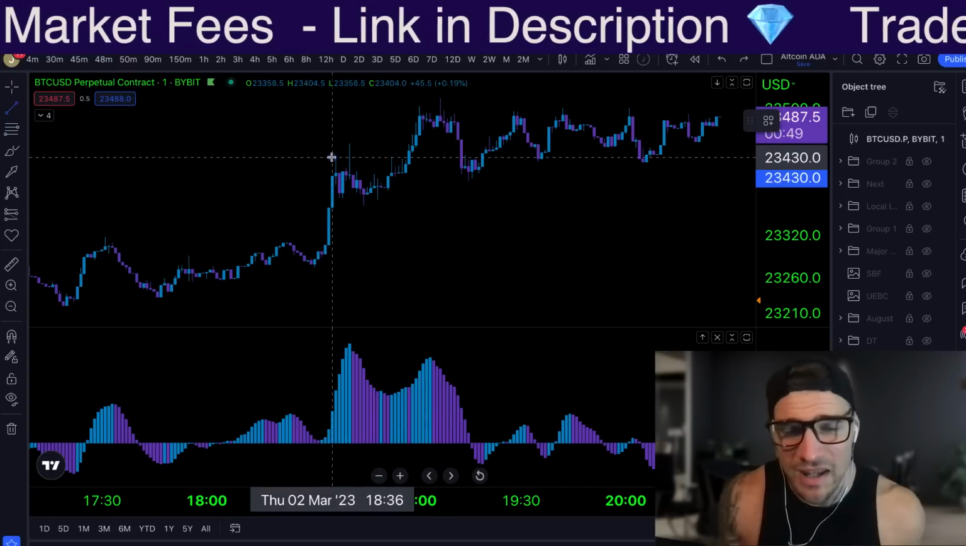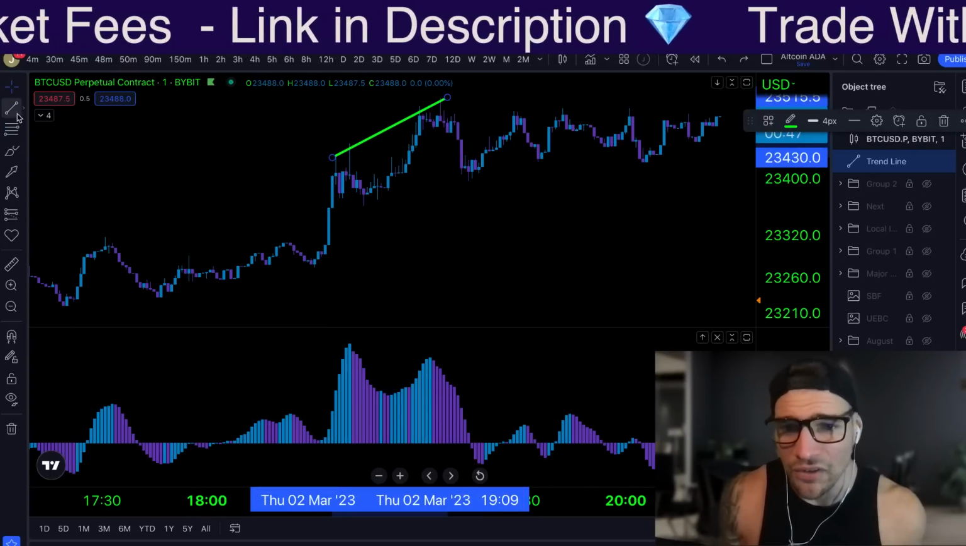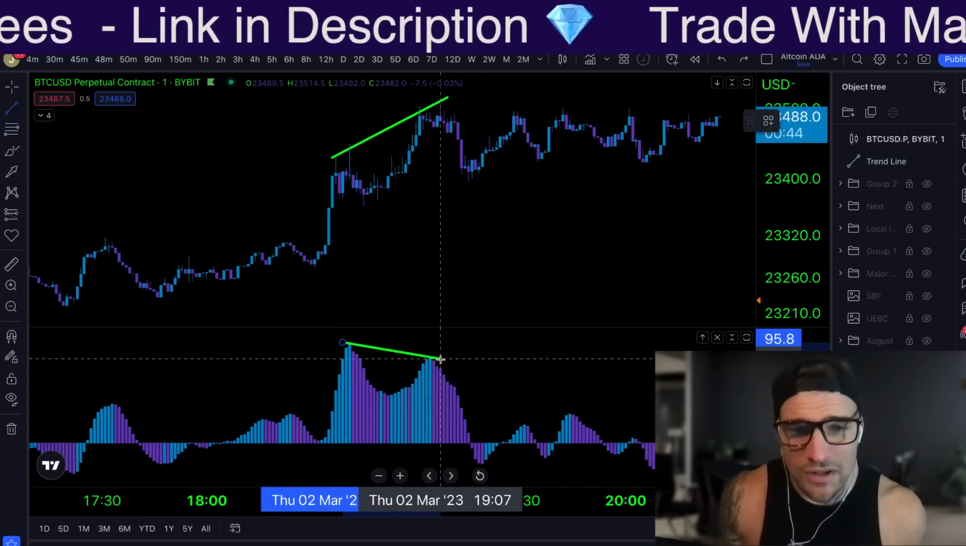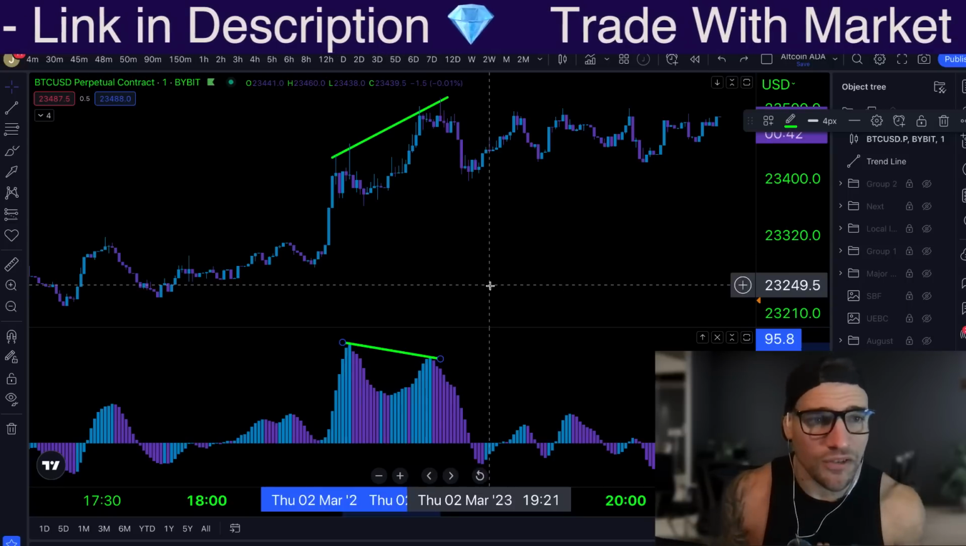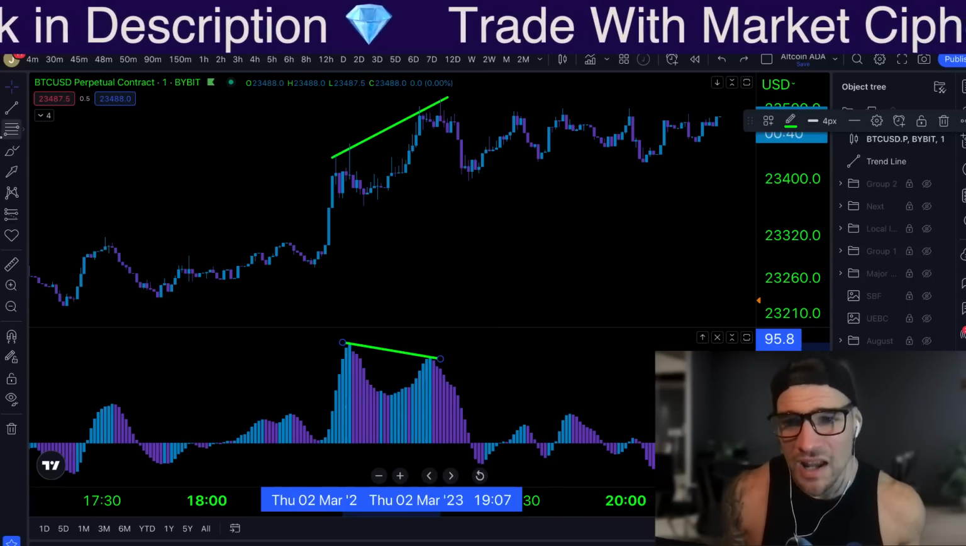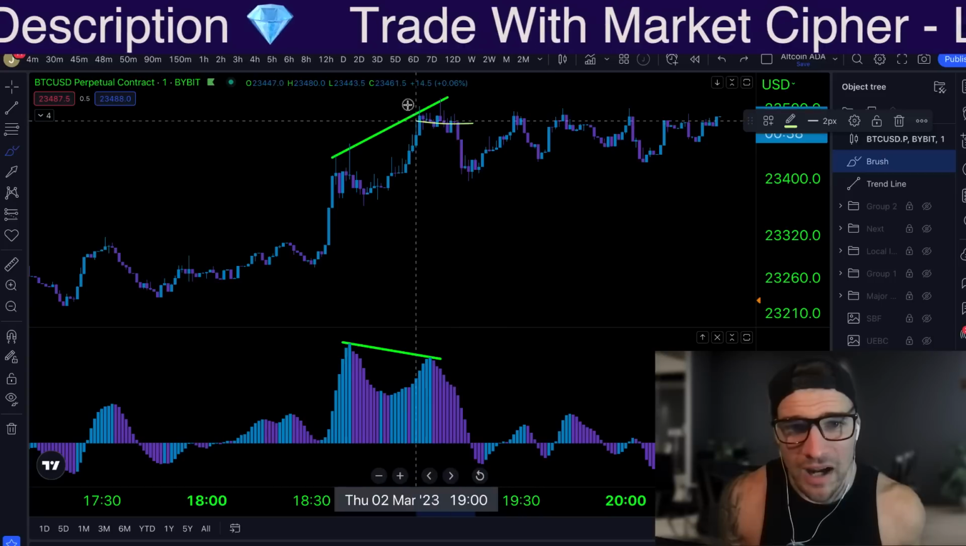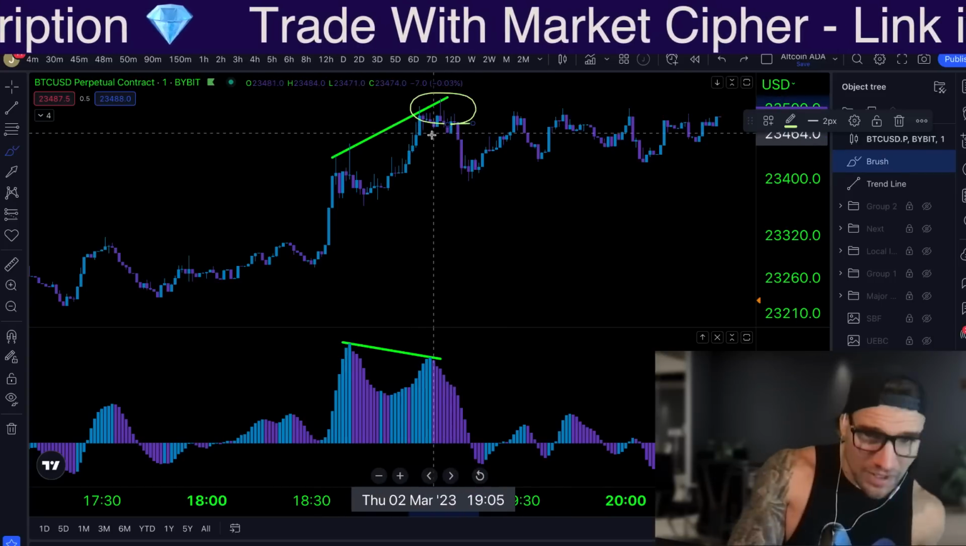If the price is making a higher high and our oscillator is making a lower high, this is called a bearish divergence. It's showing us that momentum and money is leaving the market, even though price is pumping higher and higher, showing us that there's an imbalance and there needs to be a correction.